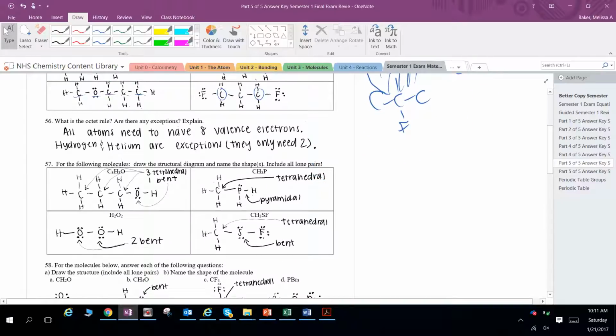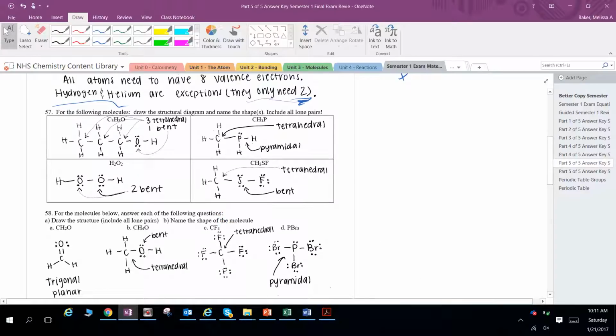The Octet Rule says that atoms want to have and need to have 8 valence electrons when they're bonding. There are exceptions, of course. There's something called an expanded octet, and some elements like sulfur can form them. But for our purposes, just know that hydrogen and helium are the exceptions that we see a lot of the time. They only need 2 valence electrons because they're small.